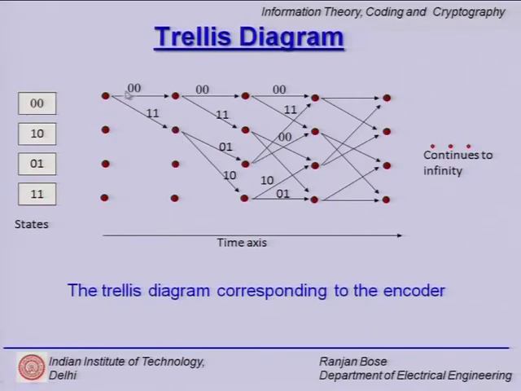But please note, regardless of whether a 0 comes in or a 1 comes in, you can never go from state 0 0 to state 0 1 or from 0 0 to 1 1. So, certain state transitions are just not possible. The transmitter knows this, the receiver knows this, but the noise does not know.